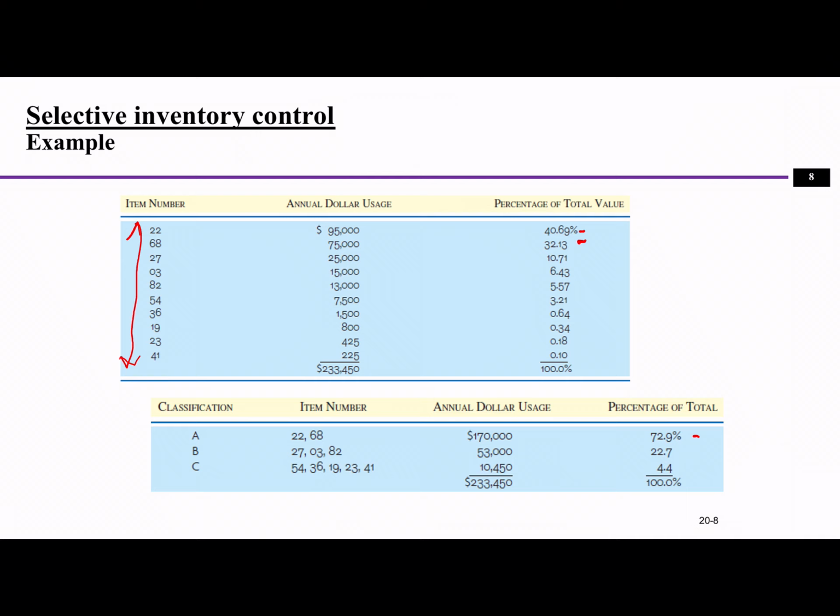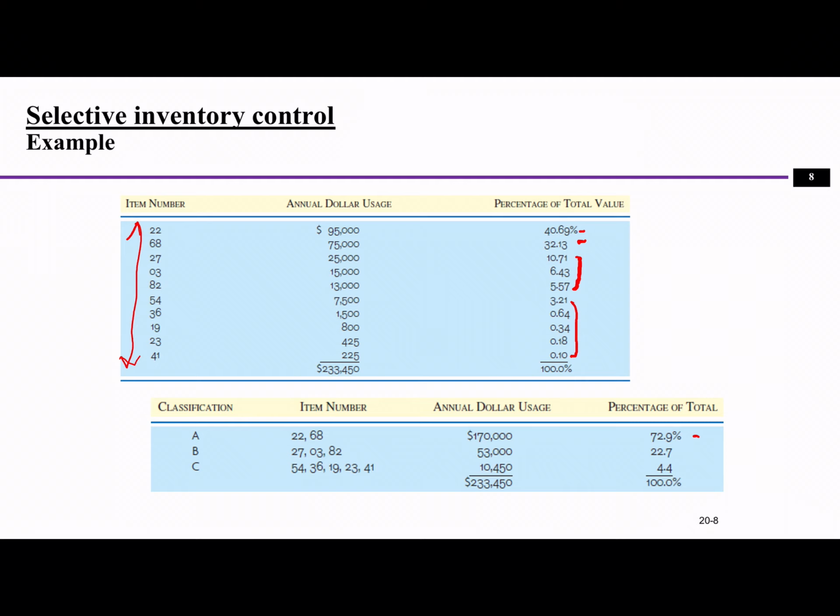Actually, you can easily tell these are 27, 03, and 82. These are the second classification, or second level. And the rest of those will be the third level. The second level will be 22.7%, and the third, C, will be 4.4%. So this is one way you can categorize your parts or your inventories on the shop floor.